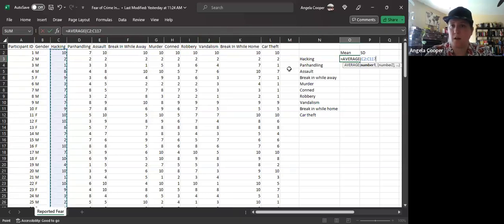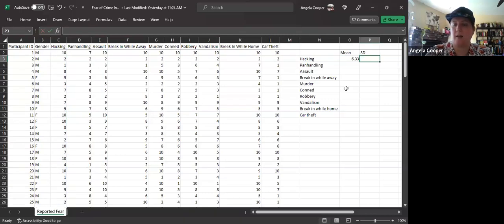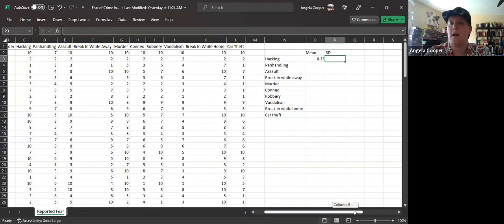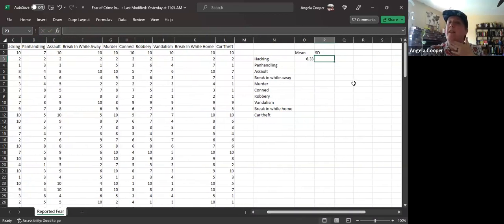Okay, so I have my average. I'm hitting tab, 6.33. Now to calculate standard deviation. So this requires another function in Excel as well. It's calculated the same way as the average was, just by selecting the numbers we want to find the standard deviation for, except of course we're looking for standard deviation, not mean.